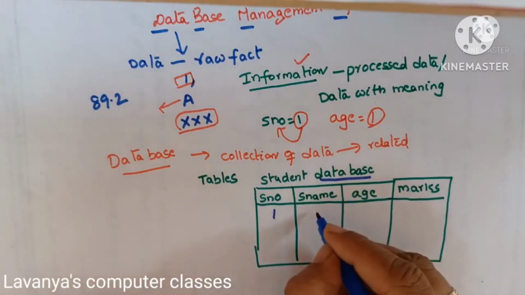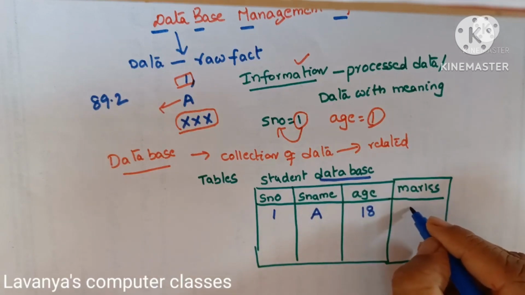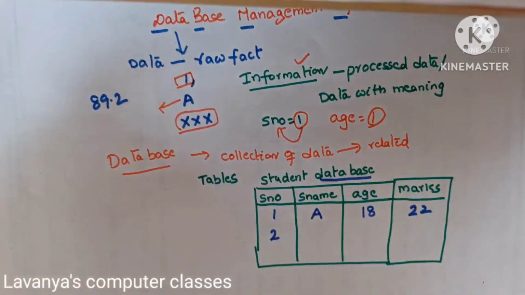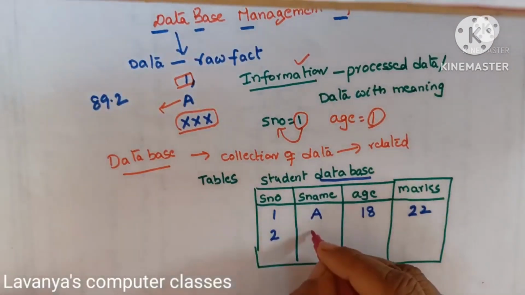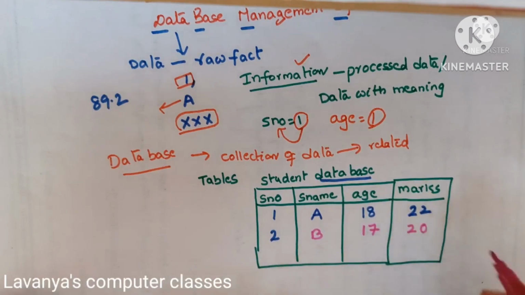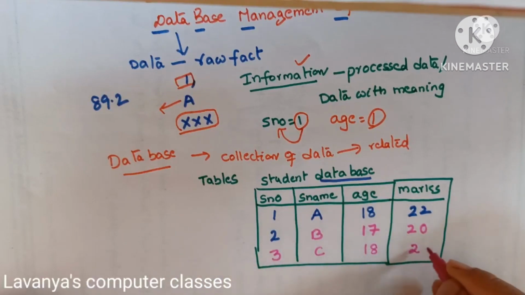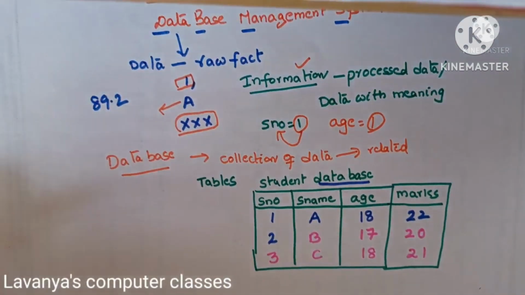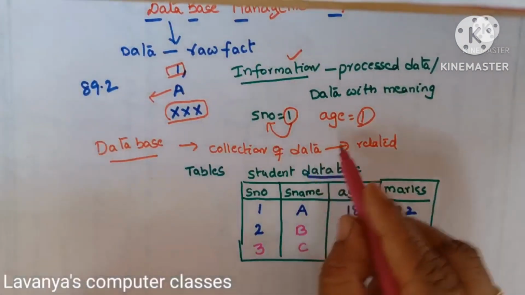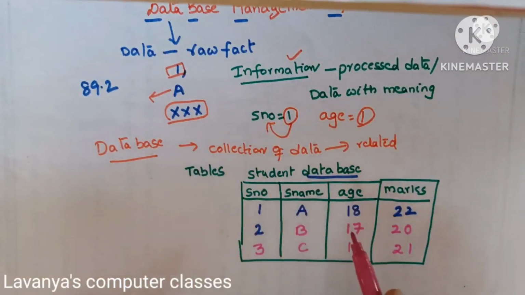Serial number 1, student name is A, age is 18, marks he is getting out of 25, he gets 22. Next, second student, number 2. The name of the second student is B, age 17, and he got 20 marks. The third student is C, again 18, and 21 marks. So like this, if you are collecting the information about any students, a collection of data or collection of information is called a database. So this is the example for a student database.